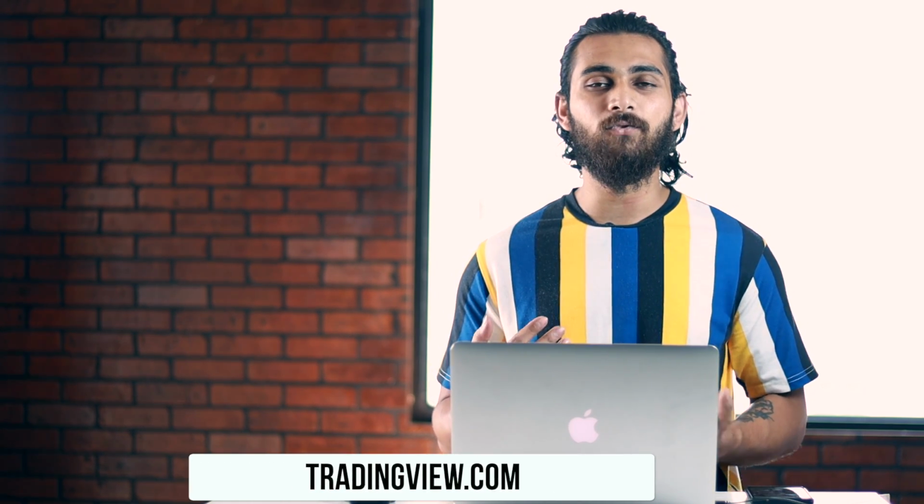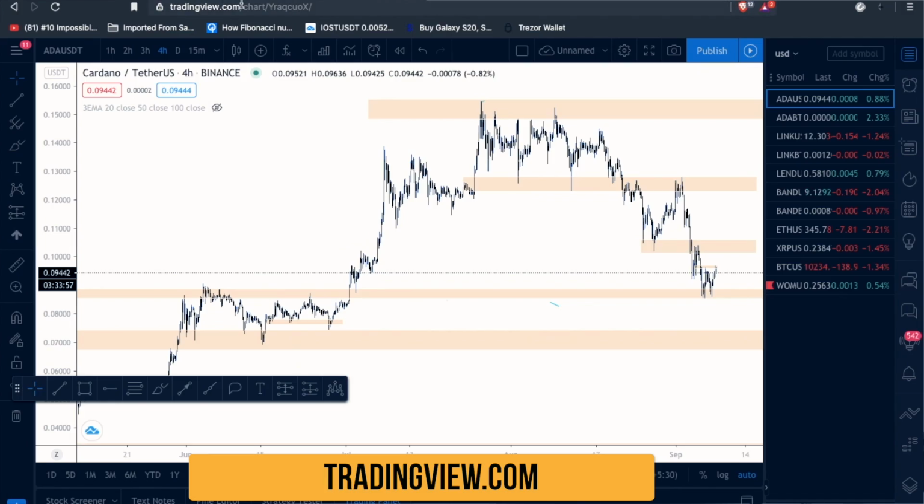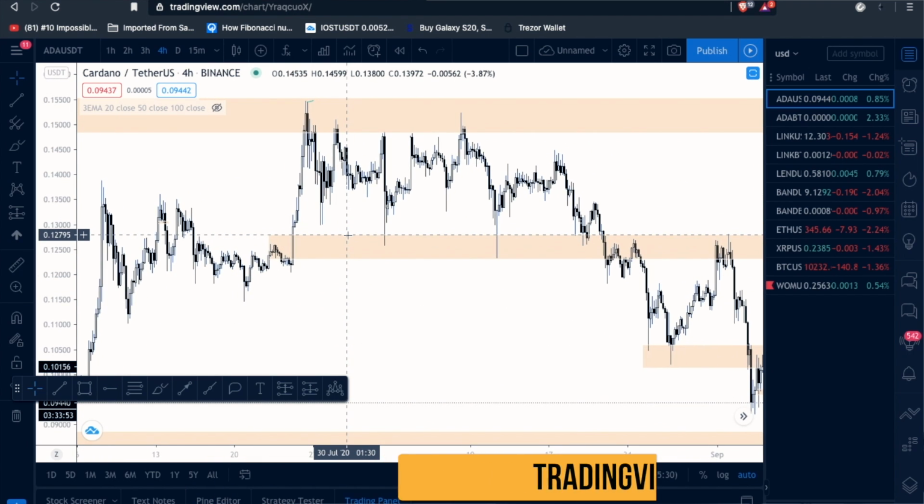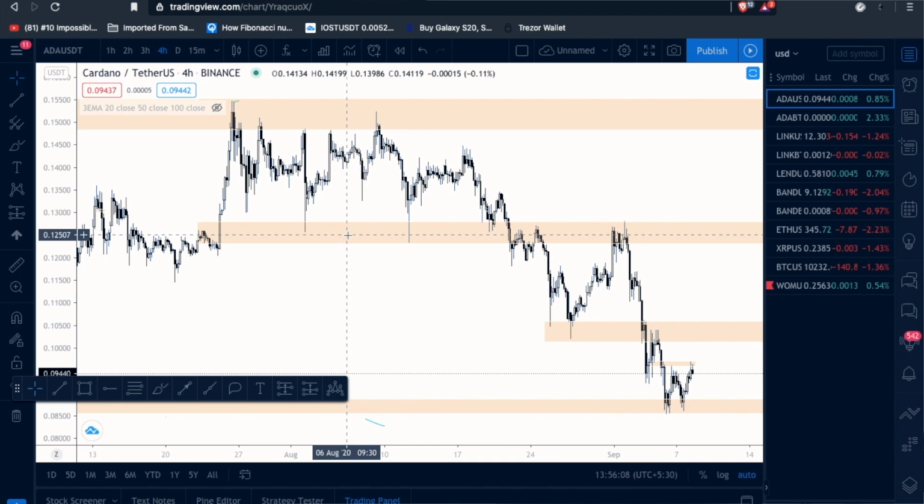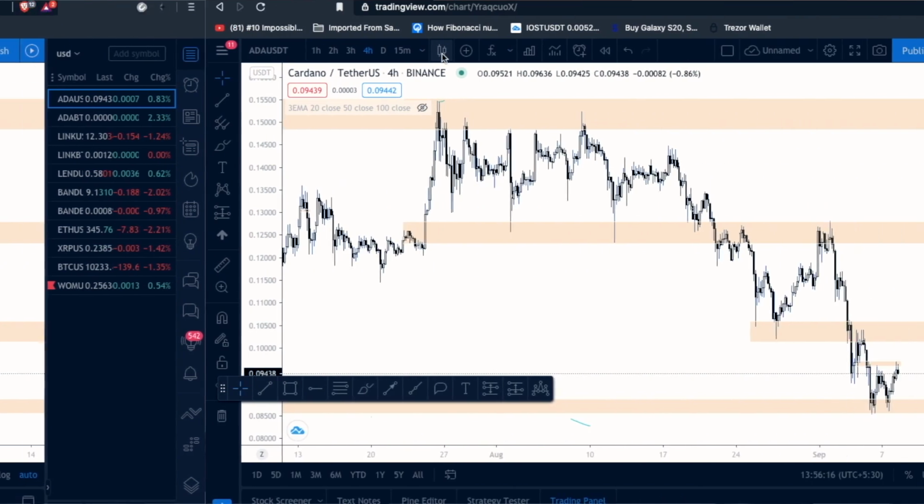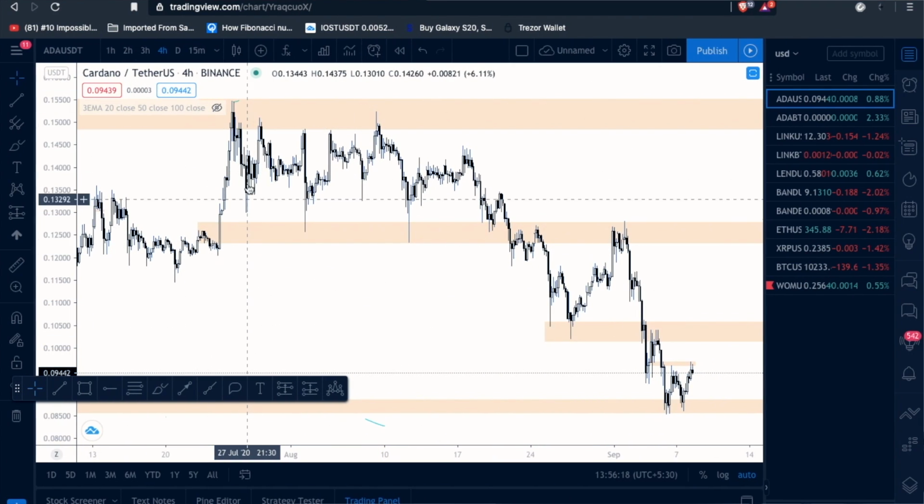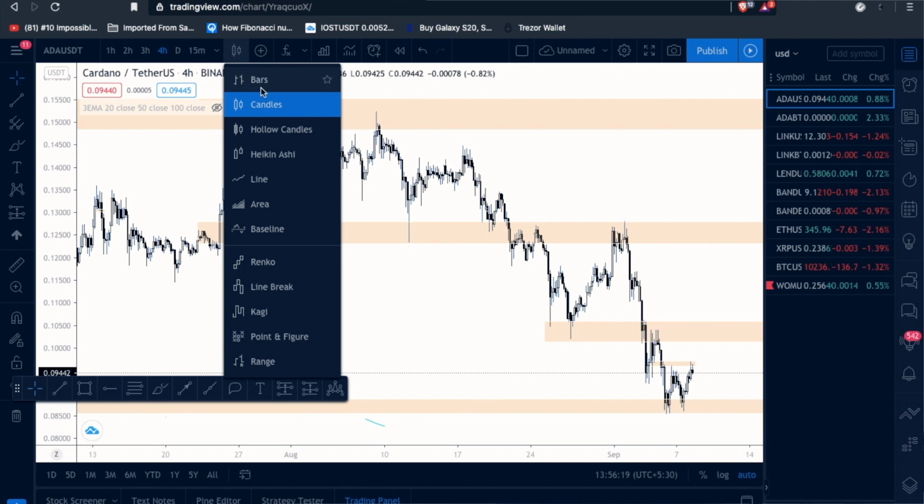Now, this is tradingview.com where I do all my technical analysis. The reason why I use TradingView is because it is very easy to use and has a very user-friendly interface with lots of tools and other technical indicators. Now, this is how a Forex chart looks. There are different types of charts available like bars, candlesticks, line charts, etc.